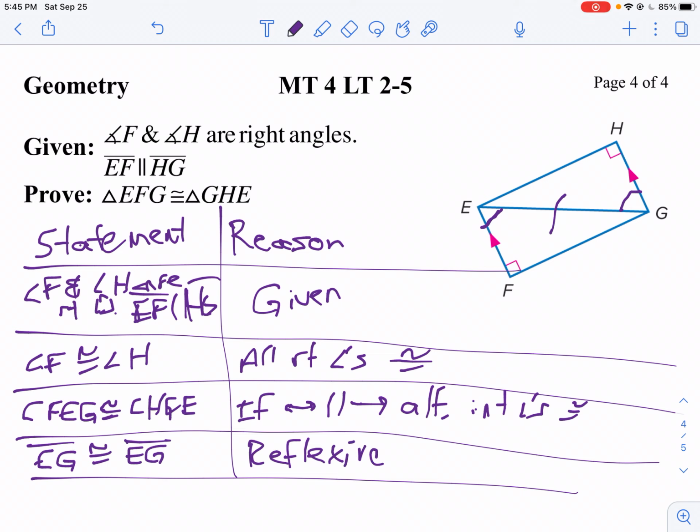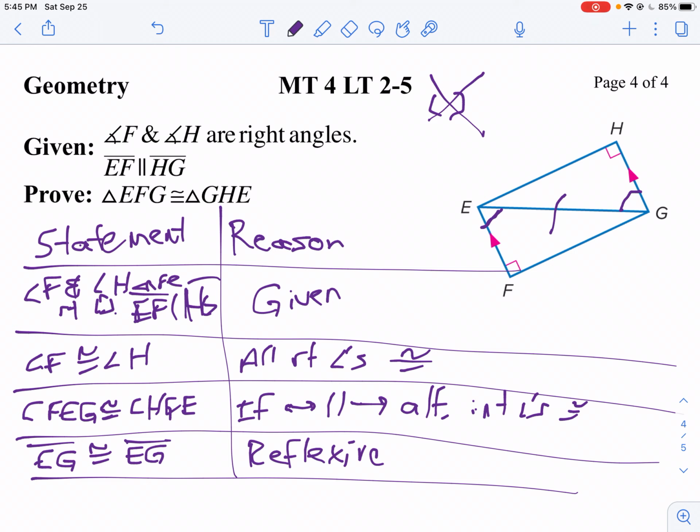When you're doing proofs, look for reflexive or vertical angles. They happen to show up a lot. So they like to use reflexive, and they like to use, when you have two lines that intersect each other, we know the vertical angles are congruent. So if two lines intersect, that's another one you can go to right away.